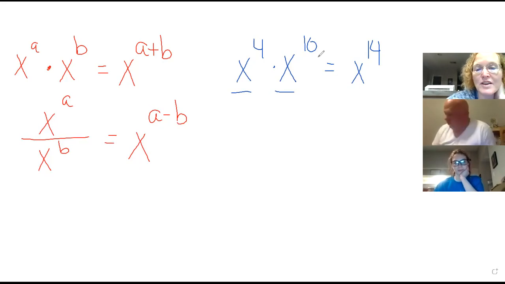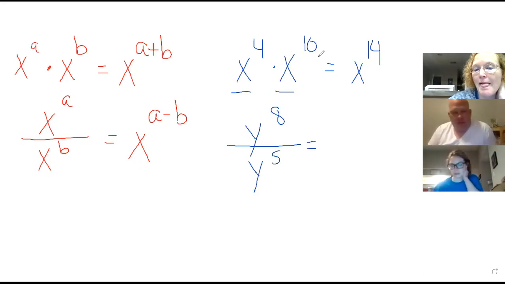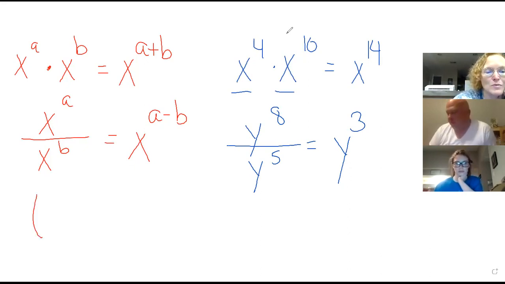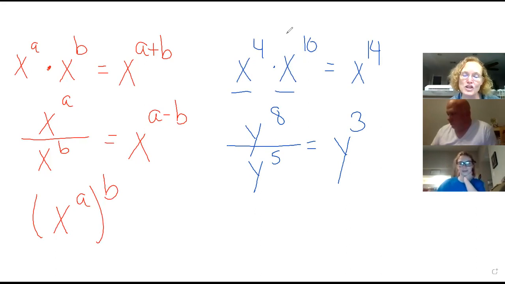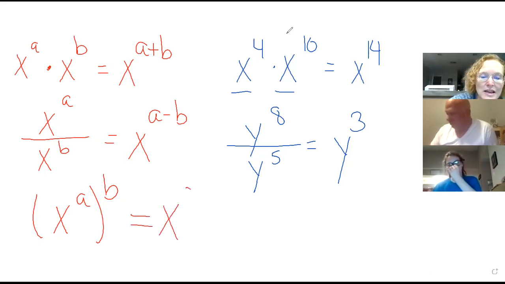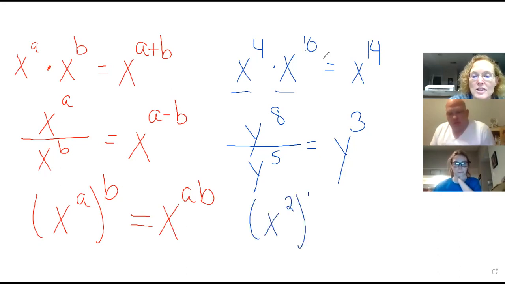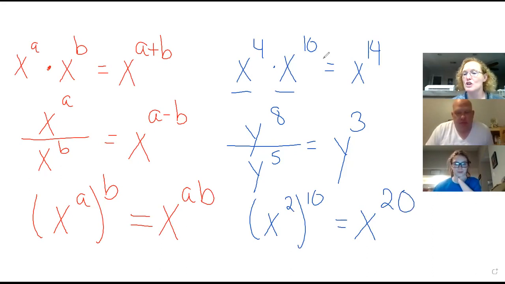To give you an example of this one, if I had, let's say, y to the 8th over y to the 5th, that would end up being y to the 3rd power, because we would just subtract 8 minus 5. Okay, the next one that I gave you means you only have one base, you only have one x, but you have an exponent on top of each other. That's going to be a times b. So if you had x squared to the 10th, you would multiply those two and get x to the 20th.